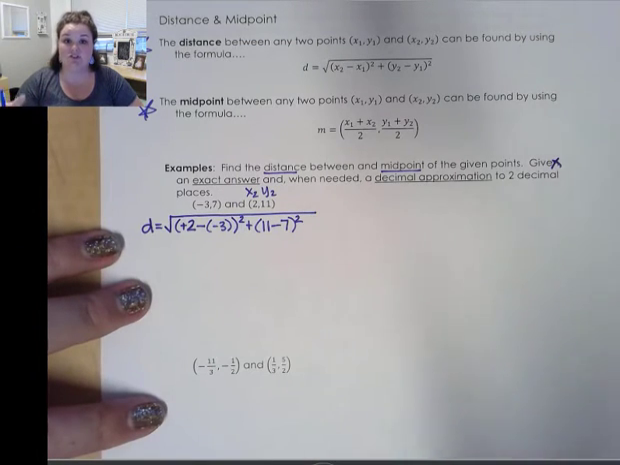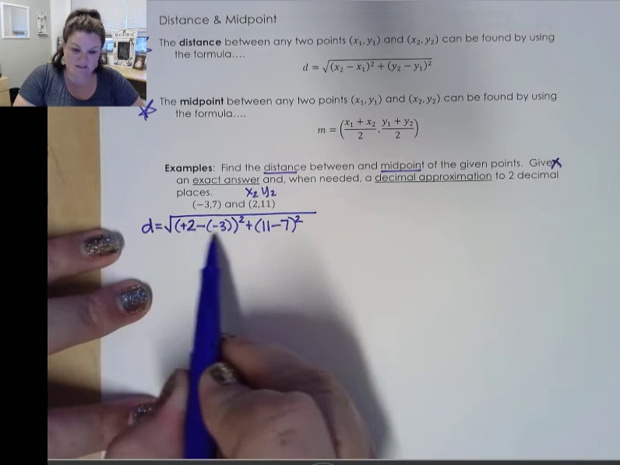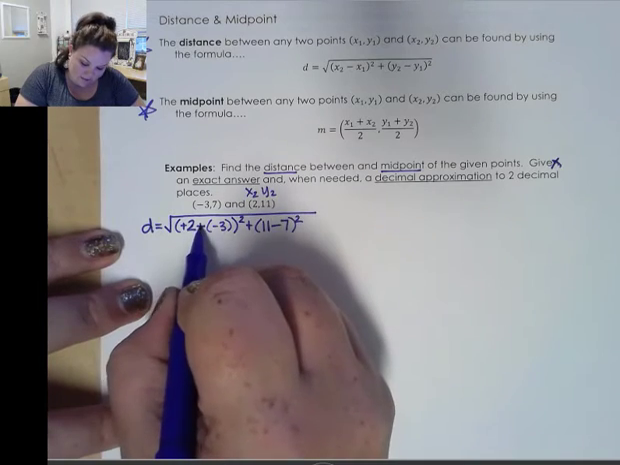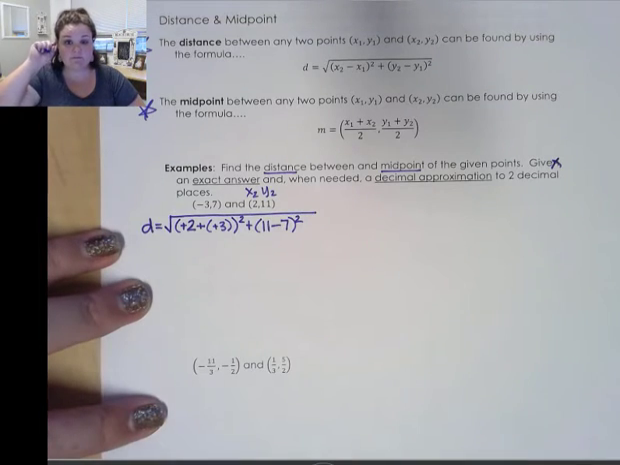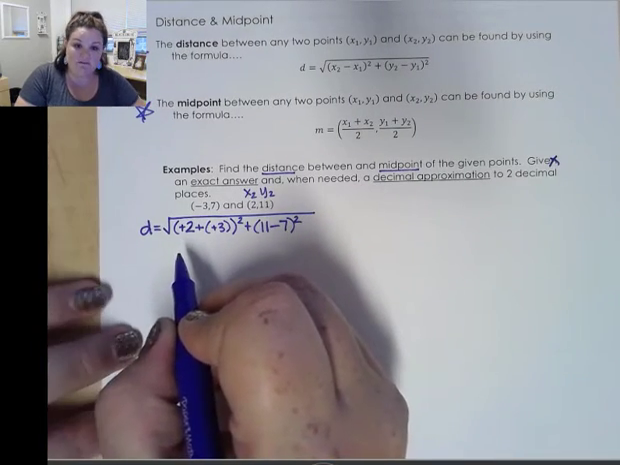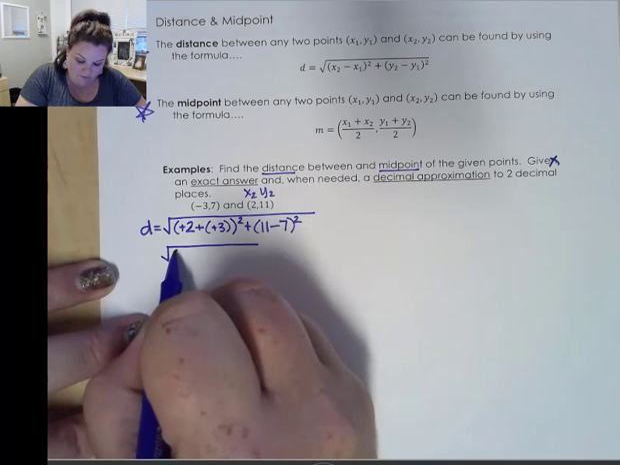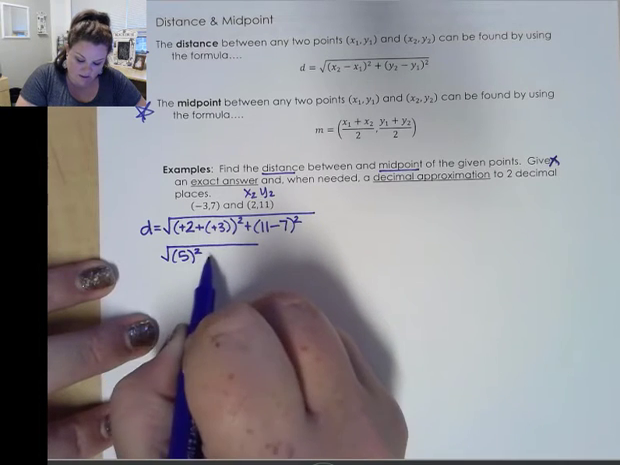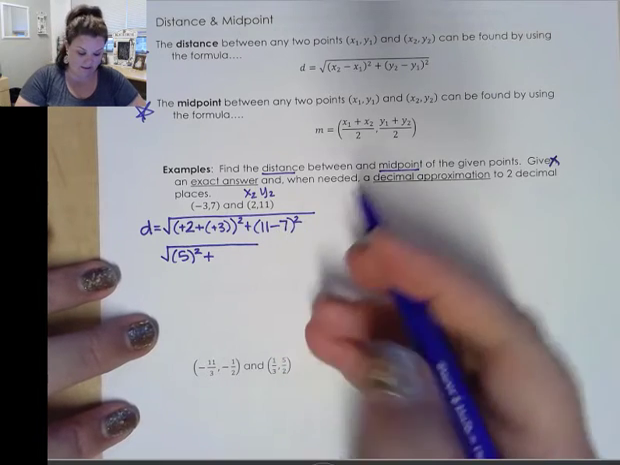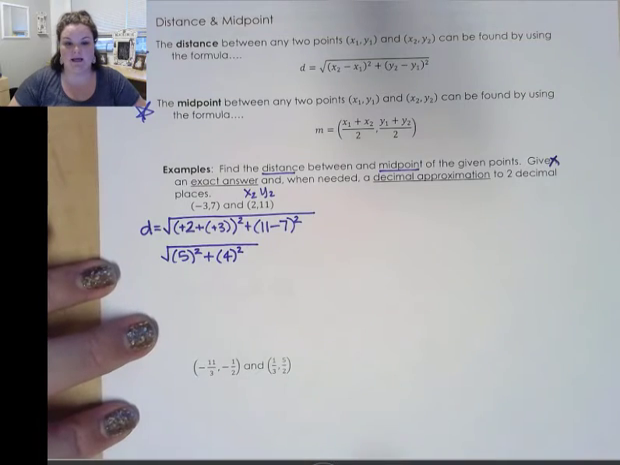Order of operations tells us to do inside parentheses first. So inside these parentheses, all I can do is simplify the double negatives. That's going to make it positive, right? 2 plus 3 gives me 5, right? So I have the square root of a positive 5 squared plus, in these parentheses, 11 minus 7 gives me 4 squared, okay?